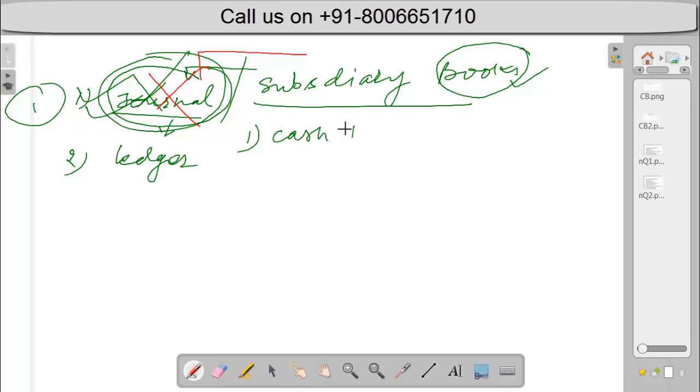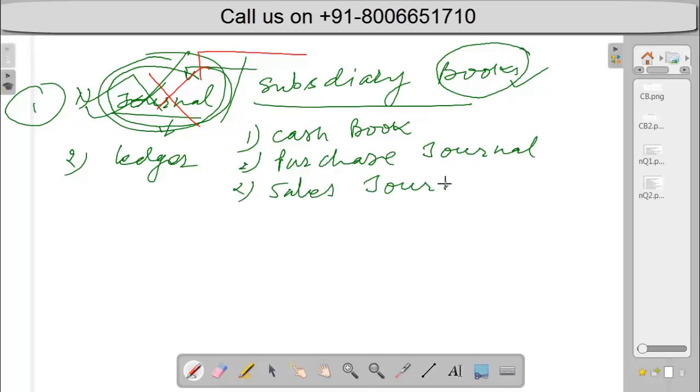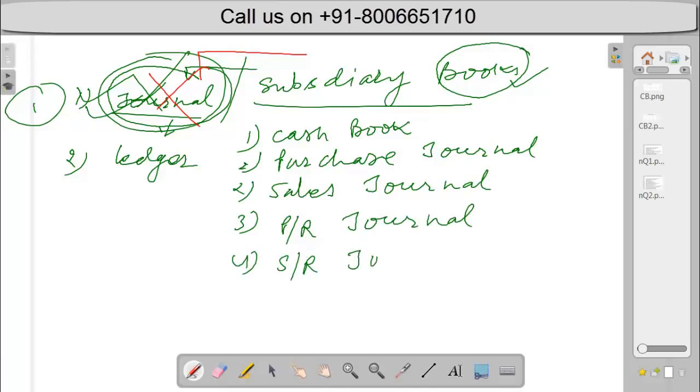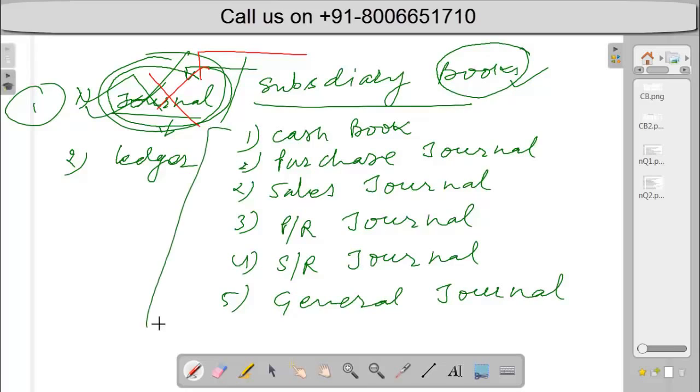First we will maintain the cash book, then the purchase journal, then the sales journal, and then the purchase return journal, then the sales return journal, and at last the journal. So these are the subsidiary books.